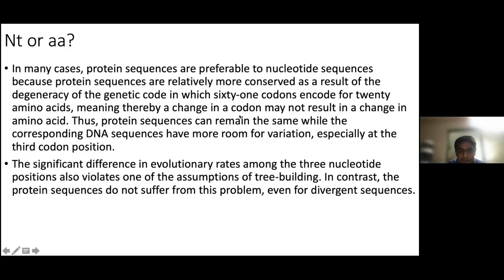Meaning that changes in the codon may not result in changes in the amino acid. The protein sequences can remain the same while the corresponding DNA sequences have more room for variation, especially at the third codon position, because that's the degenerate region of the codons. The significant differences in evolutionary rates among the three nucleotide positions also violate one of the assumptions of tree building. In contrast, protein sequences do not suffer from this problem, even for divergent sequences.